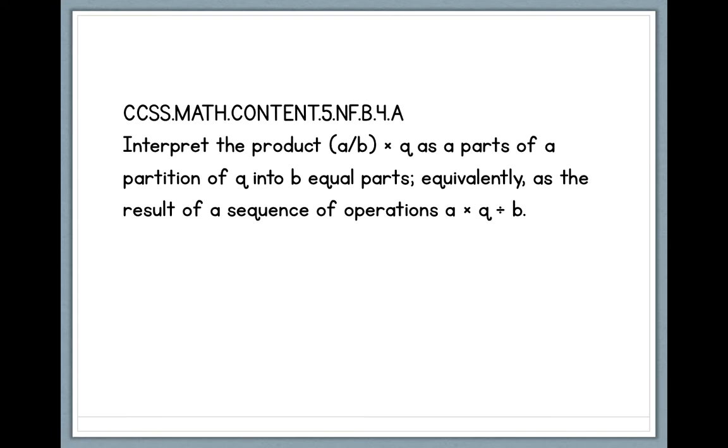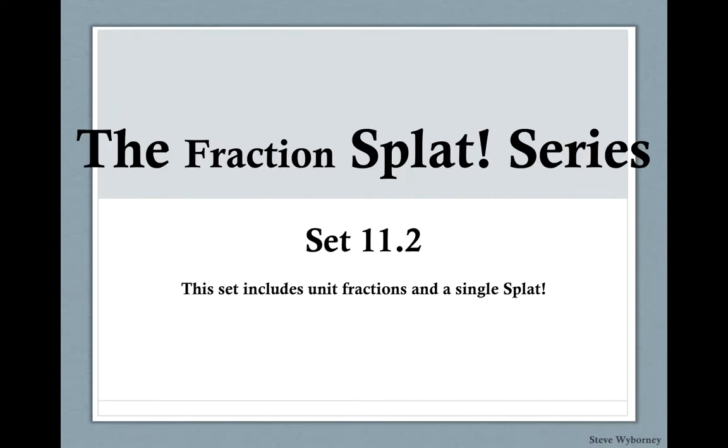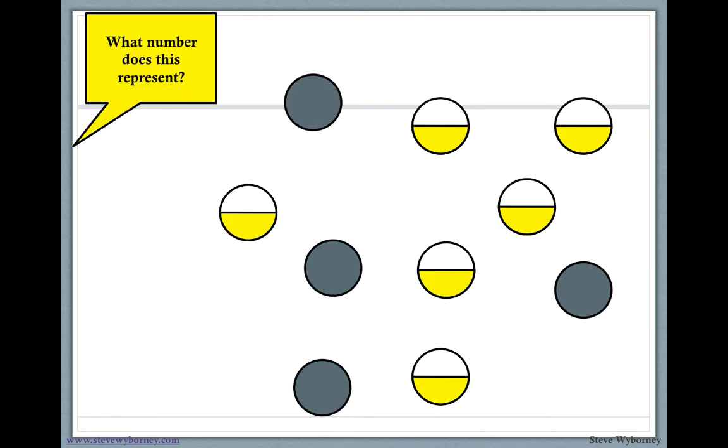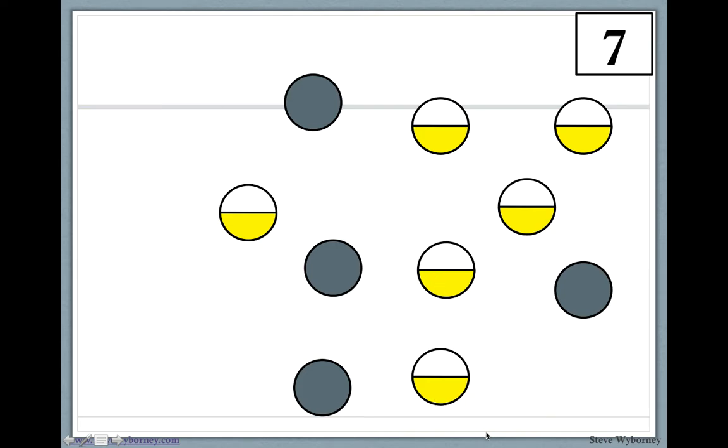Okay, and we will go ahead and talk about that as we work on our word problem. But before we go to our word problem, I want us to warm up with some number sense with fractions. Okay, so let's go ahead and play Splat. So what number does this represent? What do you see? Well, you see four wholes, 1, 2, 3, 4, and then you see halves. Well, I can combine halves to make wholes, right? So that means there should be 7. Did you count 7 wholes?